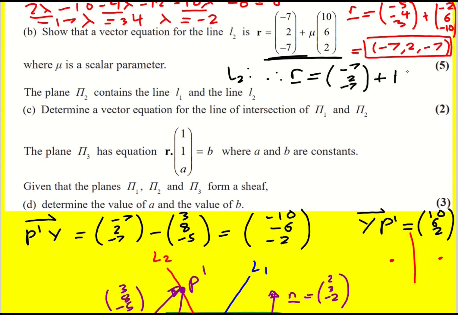And then I'm going to be doing some multiple of the direction vector that I found, which gives me the 10, 6, 2.